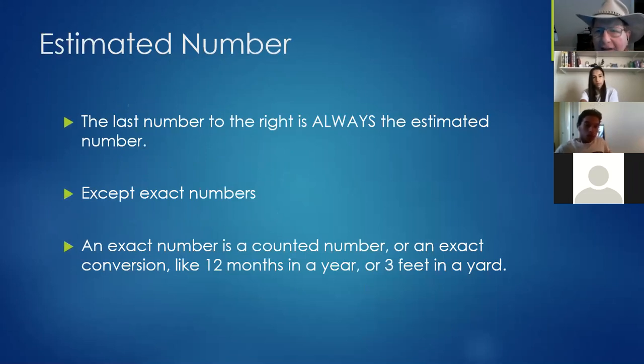Now, if you're looking at the number itself, the last number to the right is always the estimated number, except when we're dealing with exact numbers. And an exact number is a counted unit or an exact conversion, like if you have 7 days in a week. Like if you had, there are 4 quarts in a gallon. There are exactly 4 quarts. So that means there are 4.000000 all the way out to infinity quarts in a gallon.